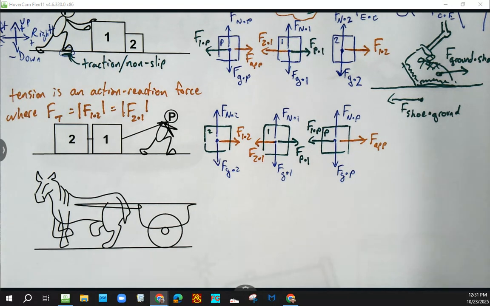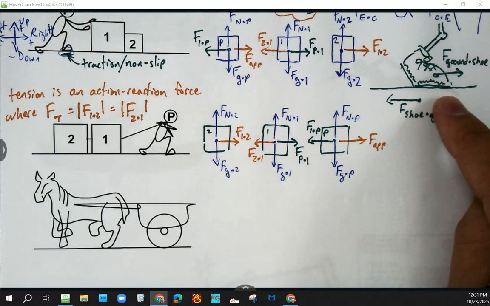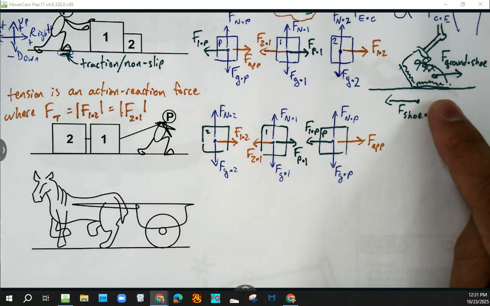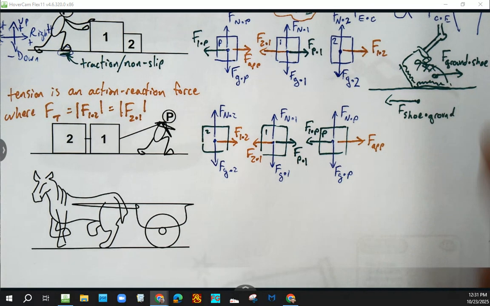Now, if they push with their legs harder than static friction will allow, aren't they going to spin out then? So there's a limit to how hard you can push. Not just the limit of how hard or how strong your muscles are, but how hard you can push before static friction won't push back on you anymore, right? And we see that with cars.